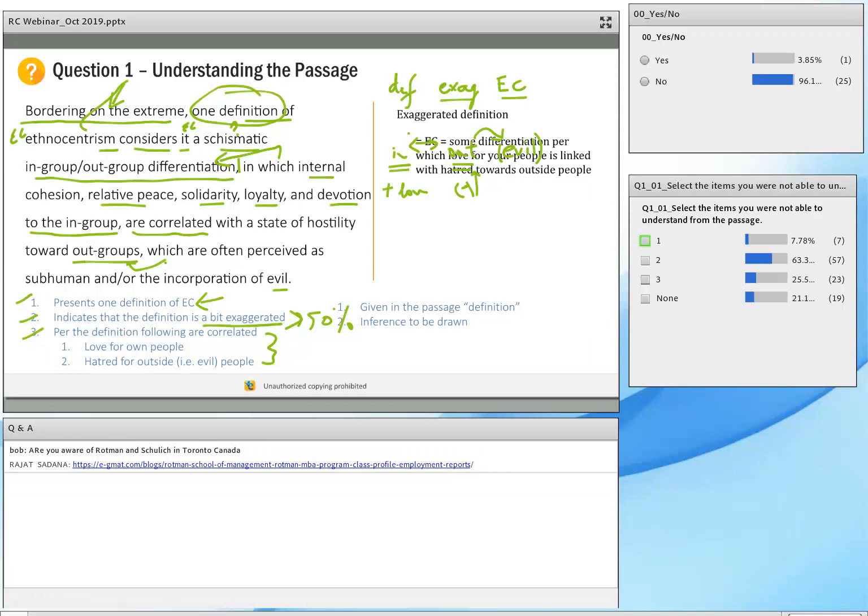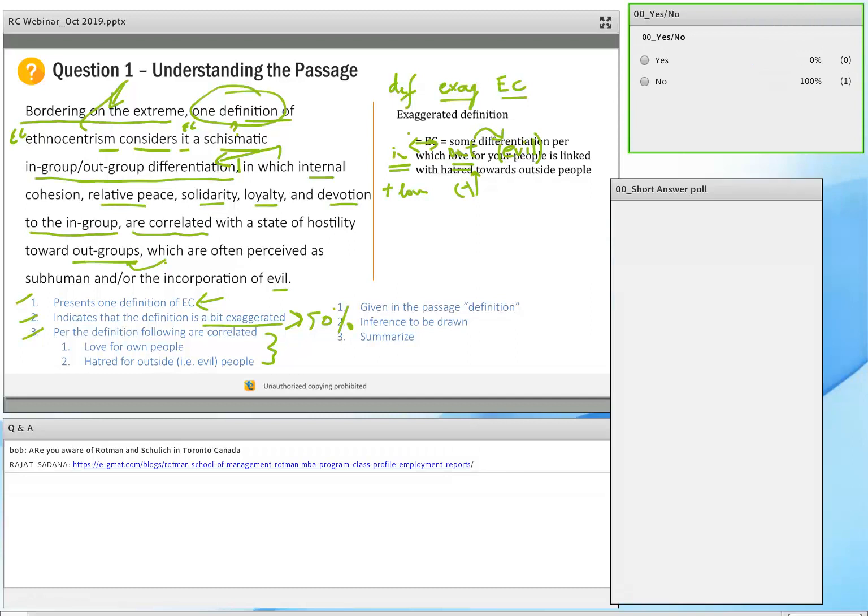The last one here, per the definition, these following things are correlated. This is really the skill of summarizing information, and about 25% of you were not able to do that. And we'll help you with that as well. This is all part of the level of understanding that you need to have in order to say that yes, you have that 100% understanding. These are the skills that you need to build. All right, any questions right now? And let me get this poll here.